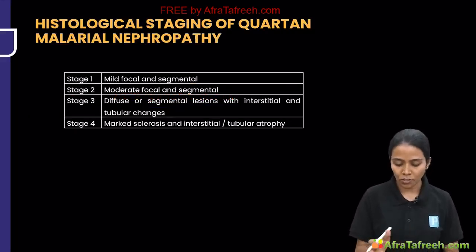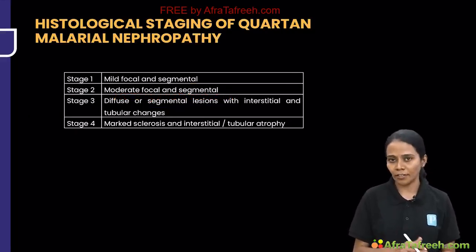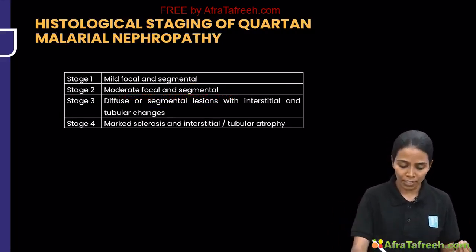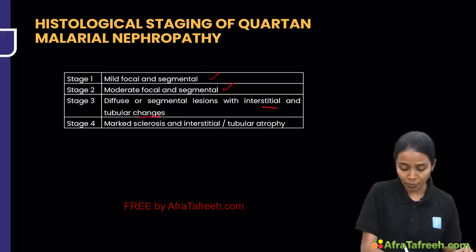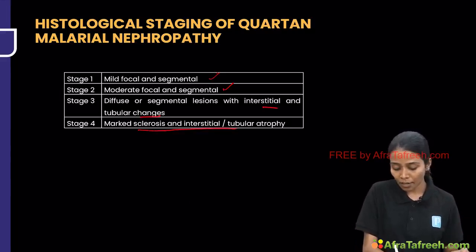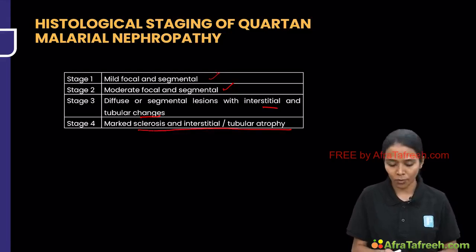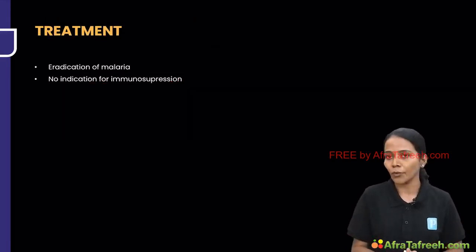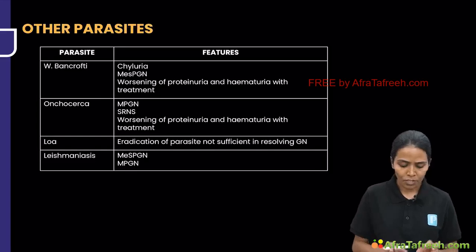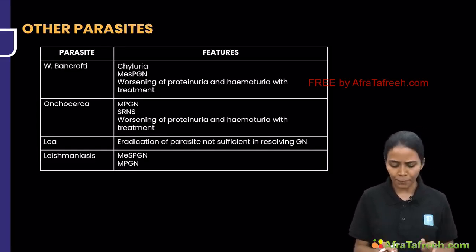So this is the histological staging of quartan malarial nephropathy, how it develops the steroid-resistant nephrotic syndrome. Initially, there's going to be mild focal and segmental disease. Then it's going to progress to moderate disease. Then there's going to be diffuse lesions with interstitial and tubular changes. And there's going to be marked sclerosis and IFTA. Okay. So this is what is seen. Treatment is to eradicate malaria and there is no indication of immunosuppression. So this is just for completion.